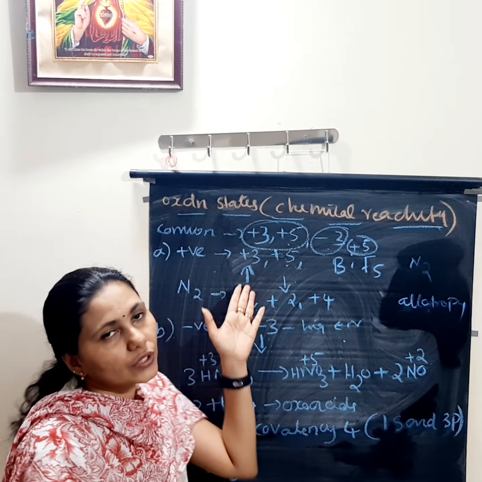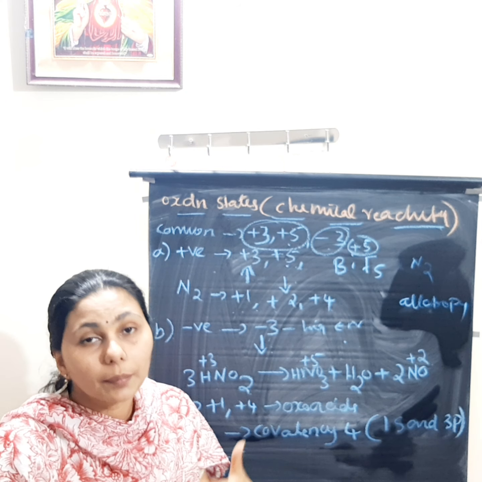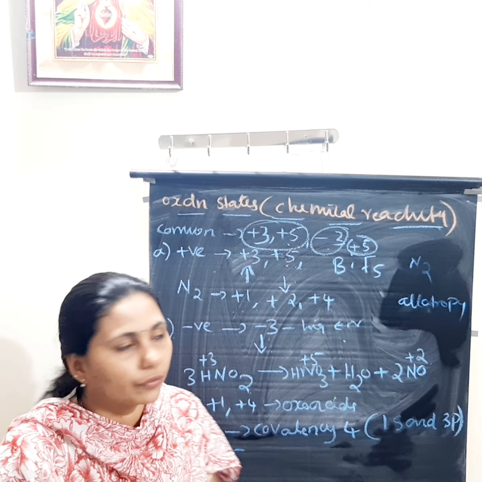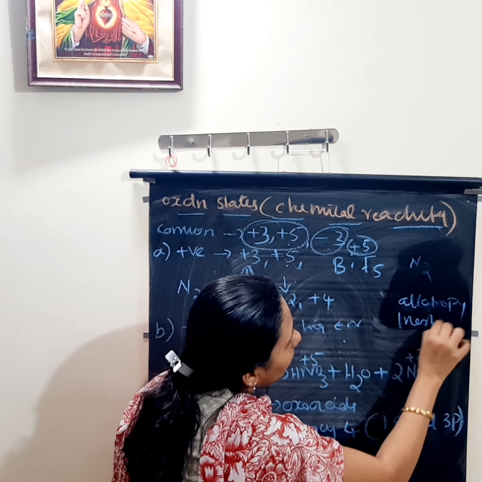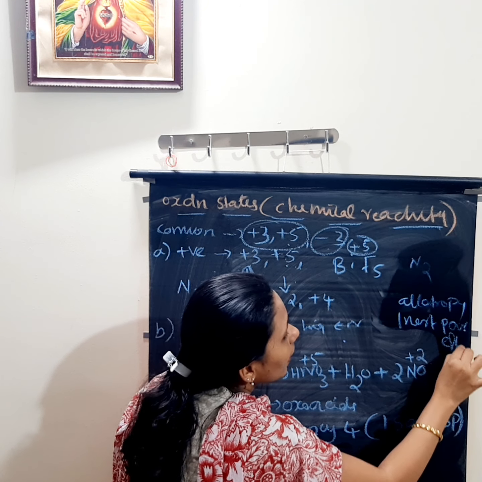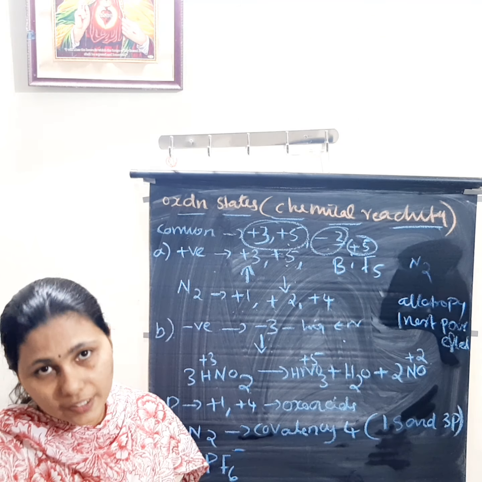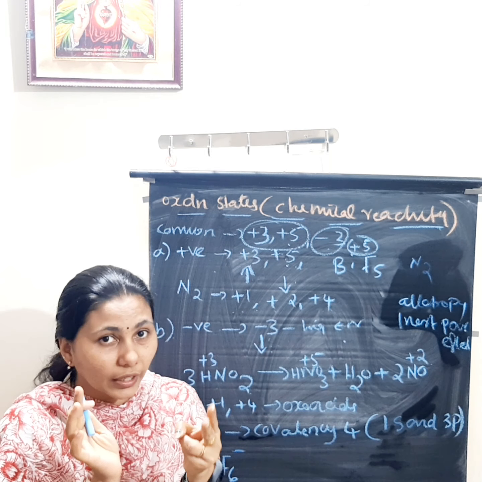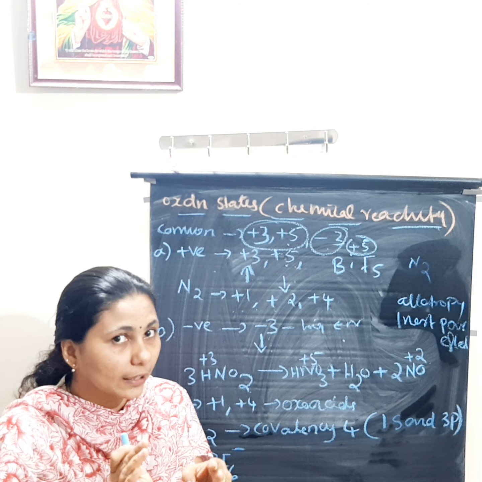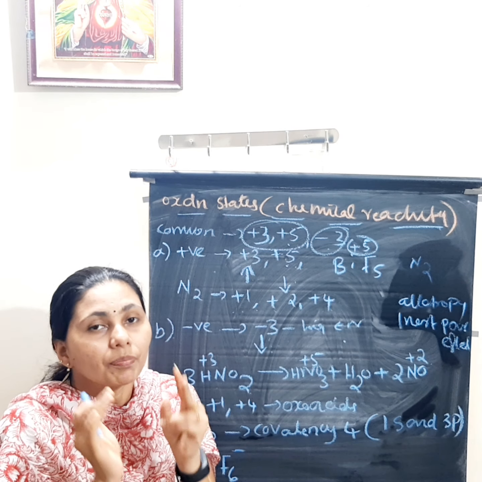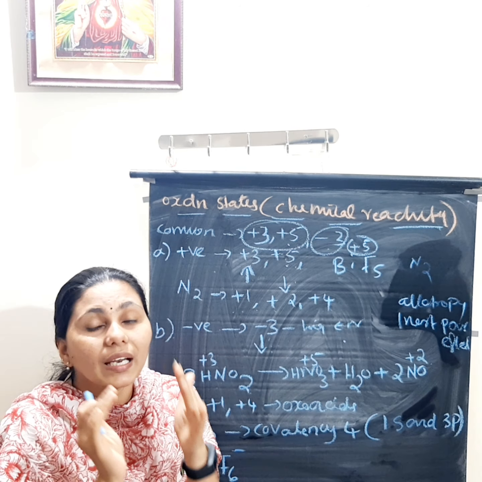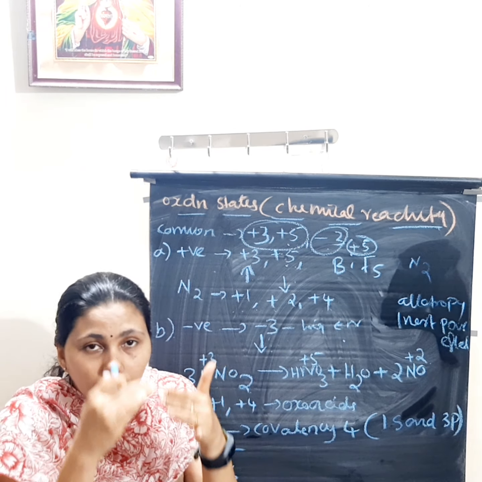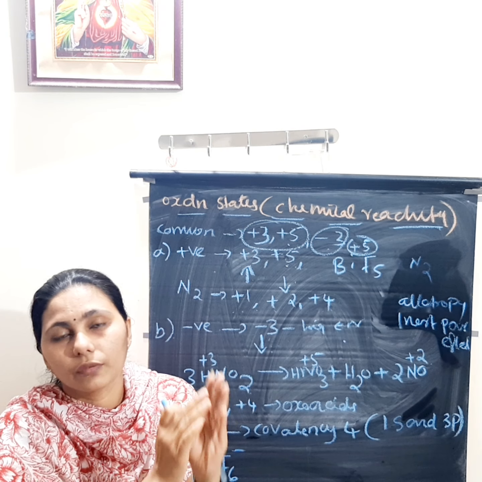Moving down the group, the stability of the +3 oxidation state increases due to the inert pair effect. Inert pair effect means the outermost s orbital electrons do not undergo sharing. They have the general electronic configuration ns2 np3. The 2 electrons in the s orbital will exist as an inert pair, that means they will not undergo any sharing. So moving down the group, those 2 electrons in the s orbital remain the same.